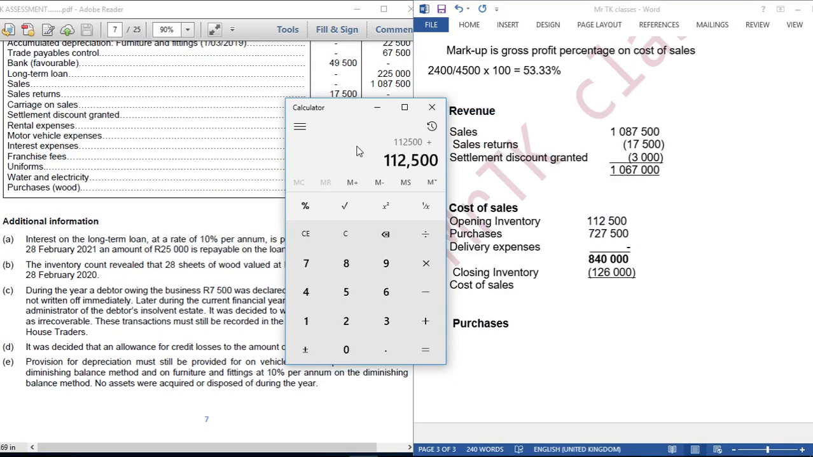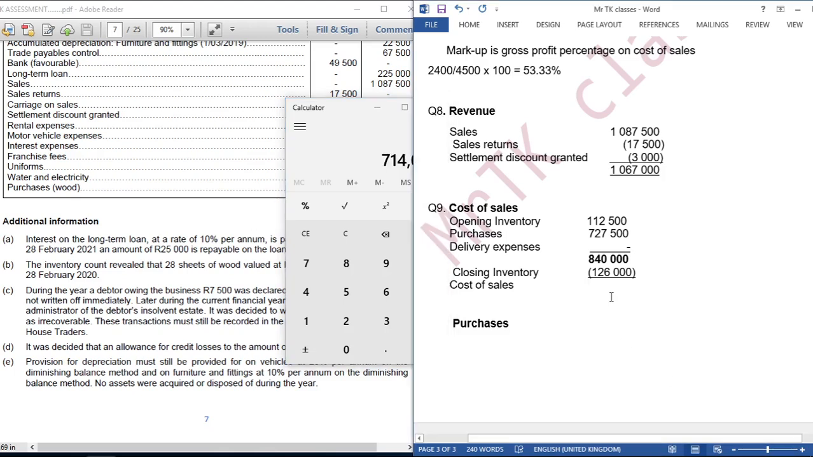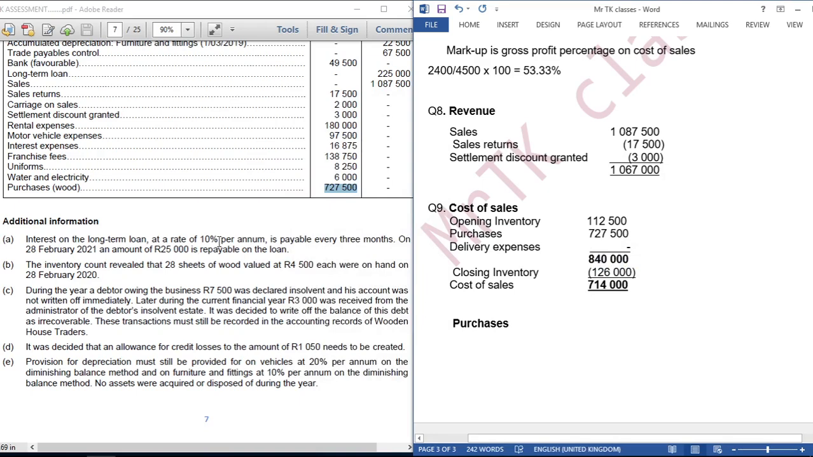112,500 plus 727,500. 84,000. Oh, this was already there. All right. Subtract 126,000. 714,000. Right? Okay. So 714,000 is our answer.